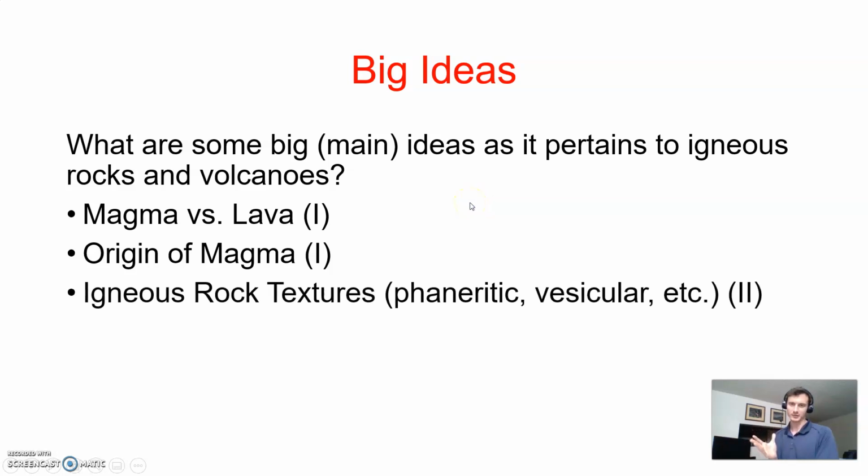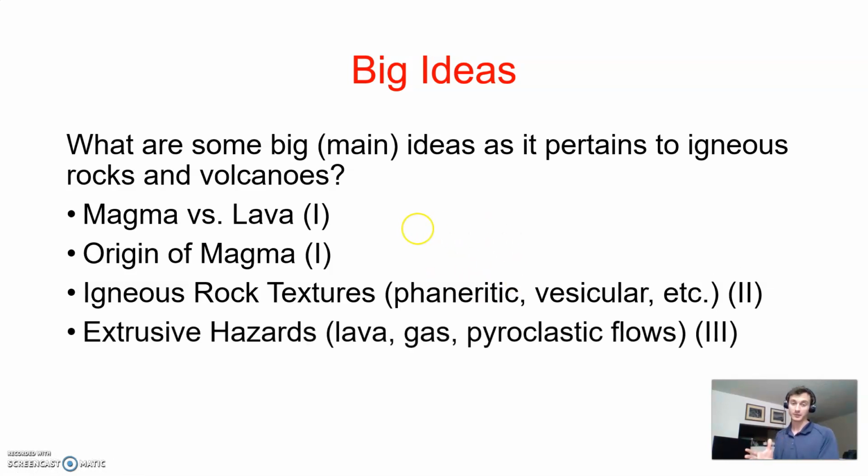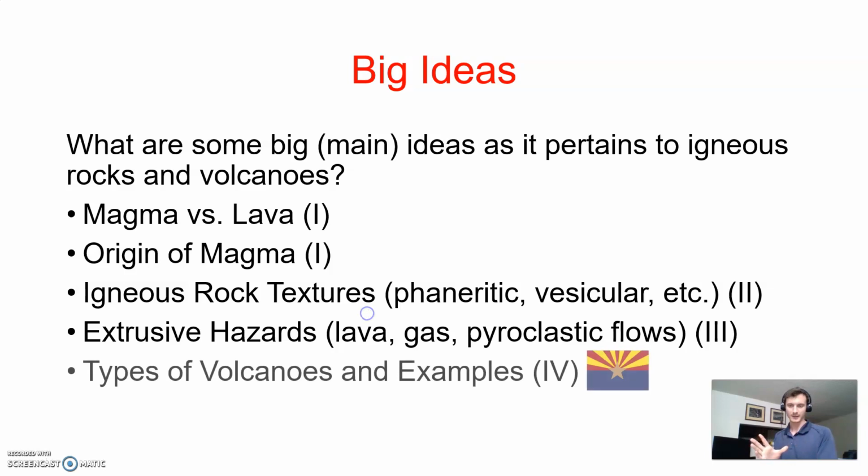Igneous rock textures. So what does this mean here? What is vesicular? What is the basis of telling these rock textures apart? Extrusive hazards, right? What is dangerous? What isn't? What makes different things dangerous? What sorts of volcanoes are associated with certain hazards? There's been a lot on this. And finally, types of volcanoes and some examples of these, including the ones in Arizona. That's all. Thank you.